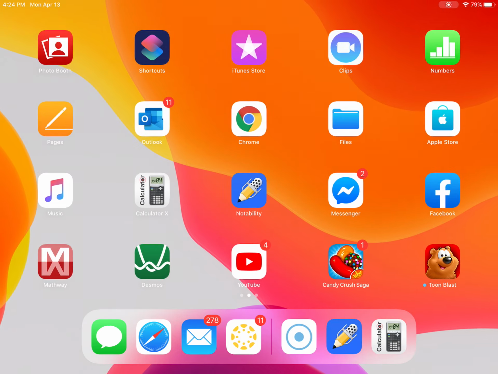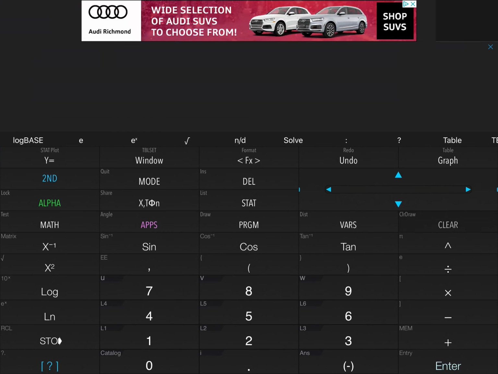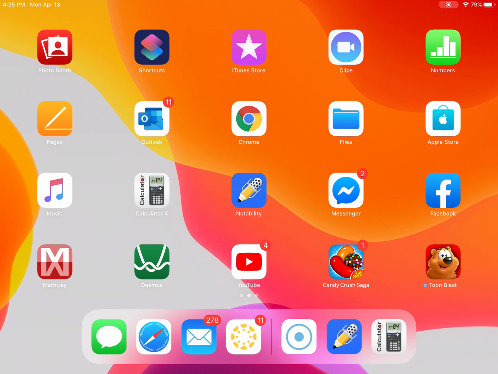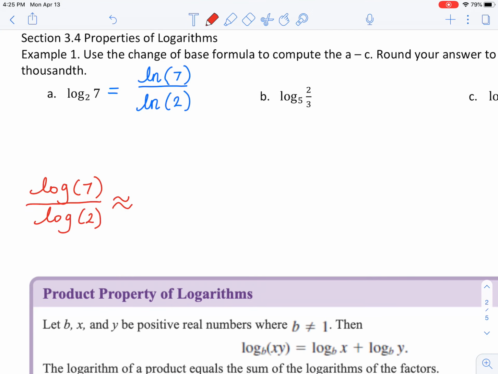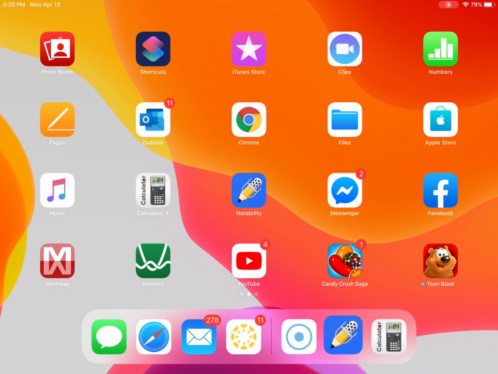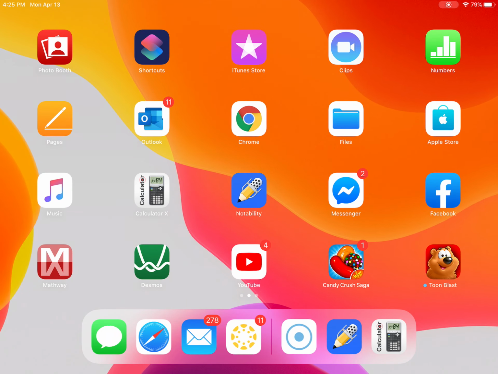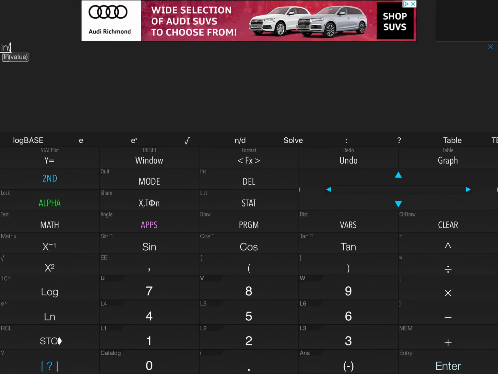All right, let me type these into my calculator. Clear. Let me do natural log of... Oh gosh, guys, I forgot what the numbers were. Sorry. Got my numbers. 7 and 2. My pregnancy brain, guys. All right, back to the calculator.